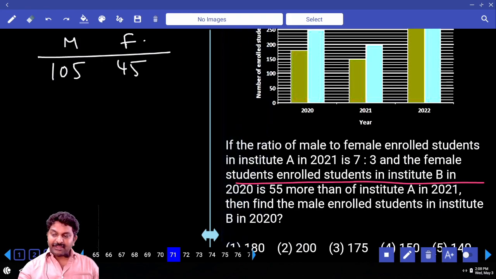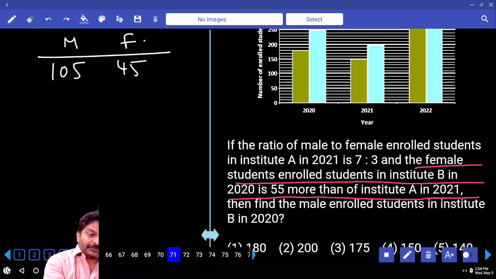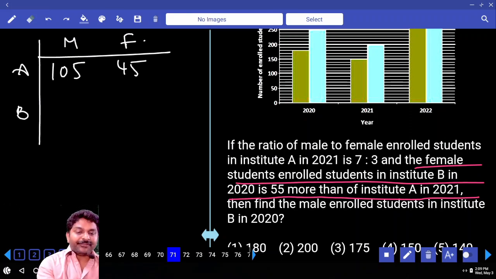Female students enrolled in Institute B in 2020 is 55 more than that of Institute A in 2021. This is A only. In B, female are 55 more than this number. How much is that then?